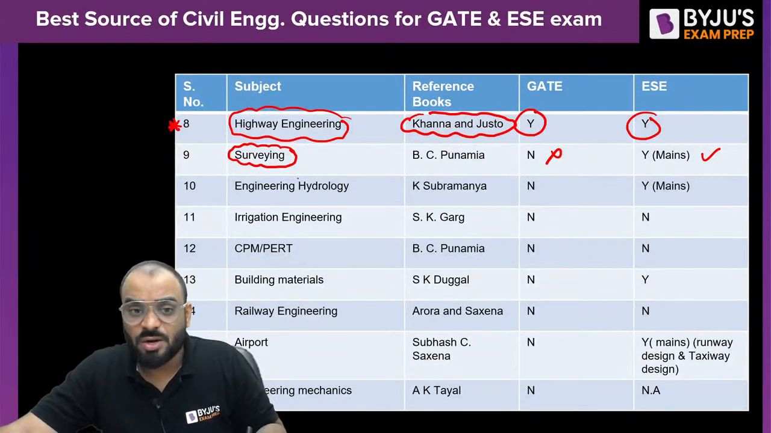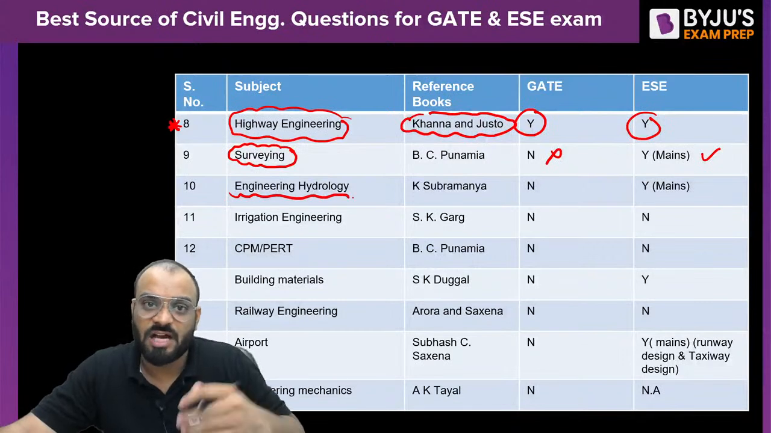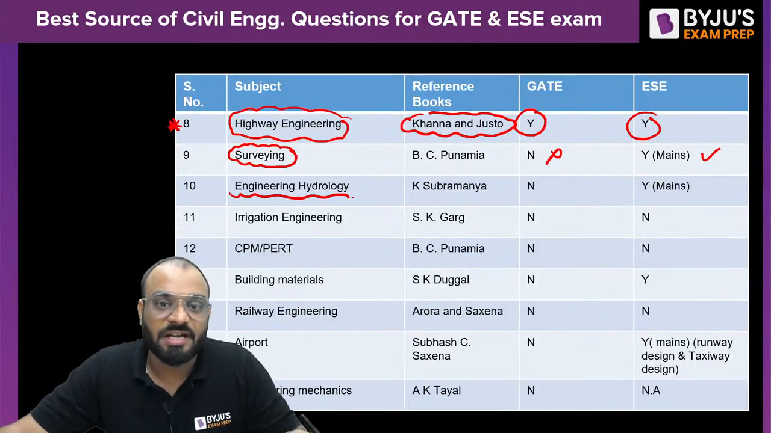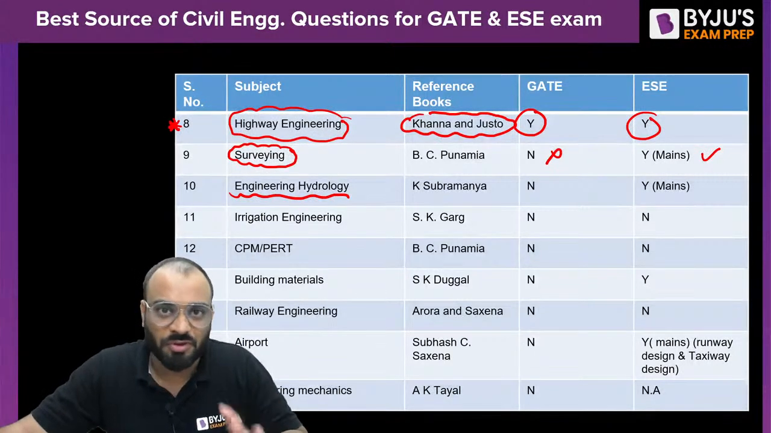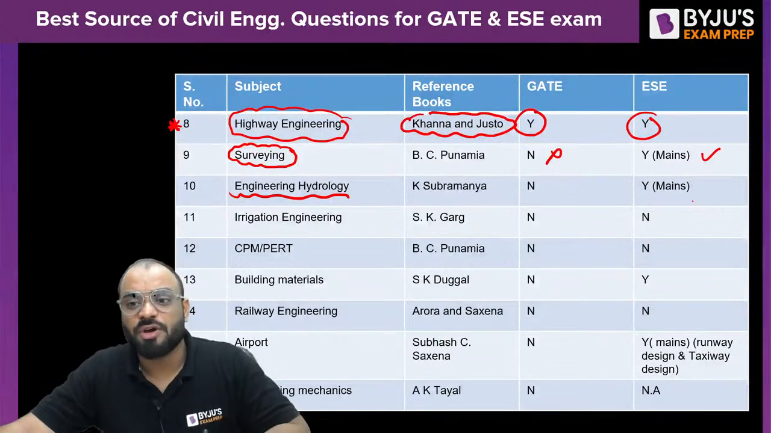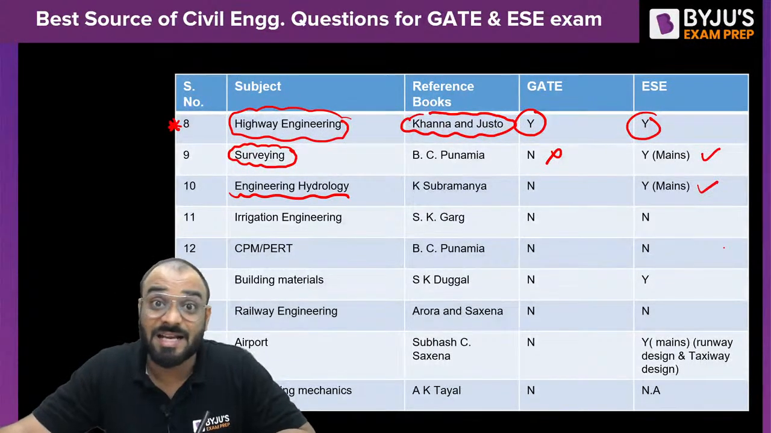If you talk about hydrology, you know that, guys, hydrology will have a weightage of 2 to 3 marks in the GATE examination. So if you are able to solve the PYQs, then it is done, right? It is not required to have the reference book for our practice purpose. So try to neglect this particular book for the GATE examination. But again, guys, if you are giving the mains examination, yes, it is required.